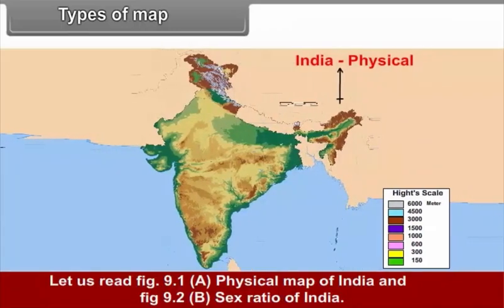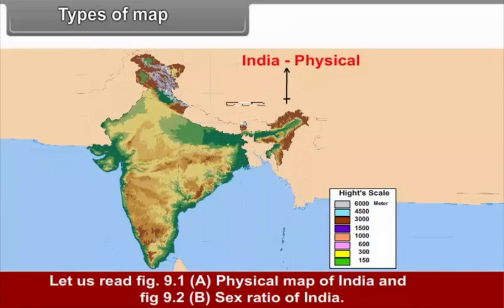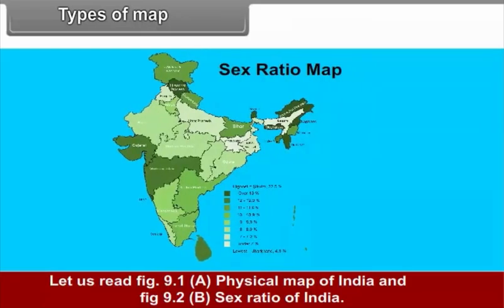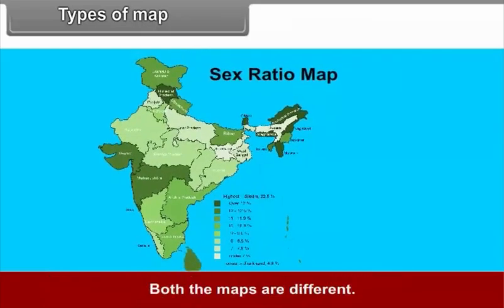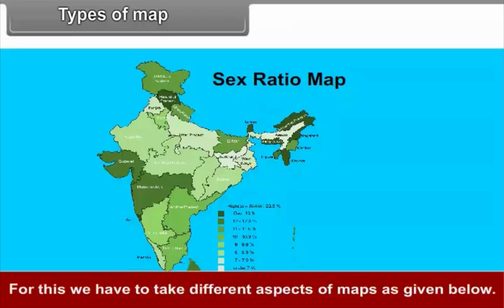Let us read Figure 9.1a, Physical Map of India, and Figure 9.2b, sex ratio of India. Both the maps are different. So let us try to read them separately. For this, we have to take different aspects of maps as given below.